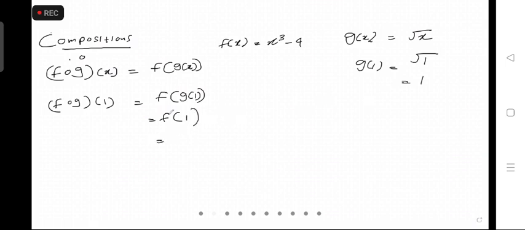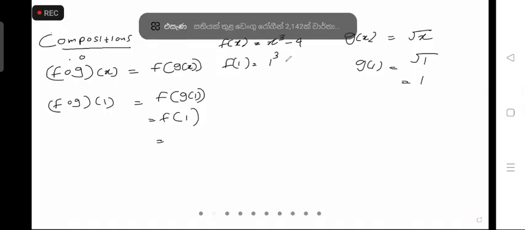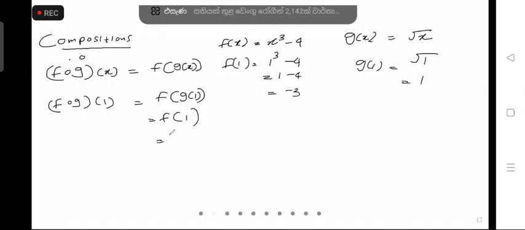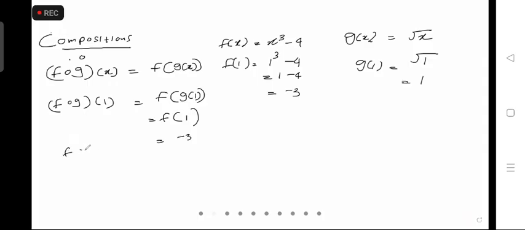After that, you can find the f1. F1 means 1, 4, 3. Okay, now you know the answer for that, equal to minus 3. How to do this? First, you apply the point 1 to gx, then the answer you apply to fx. So this is the process, right?